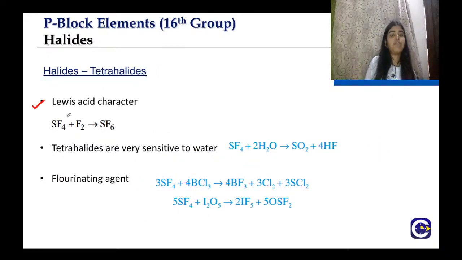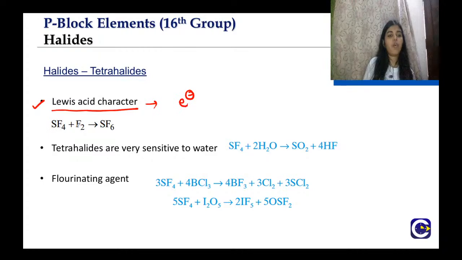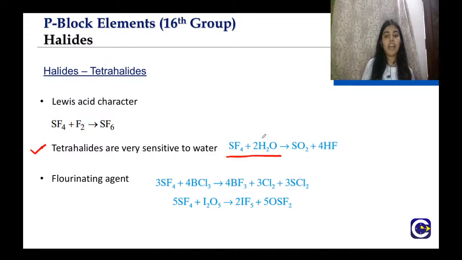Now tetrahalides possess Lewis acid character. That means they tend to accept electrons. So SF4 on reaction with F2 will give you SF6. Here the oxidation state of sulfur is +4, and here the oxidation state of sulfur is +6, right? In SF4 it is +4 and in SF6 it is +6. Now moving on, tetrahalides are very sensitive to water. So SF4 on hydrolysis will give you SO2 plus HF.